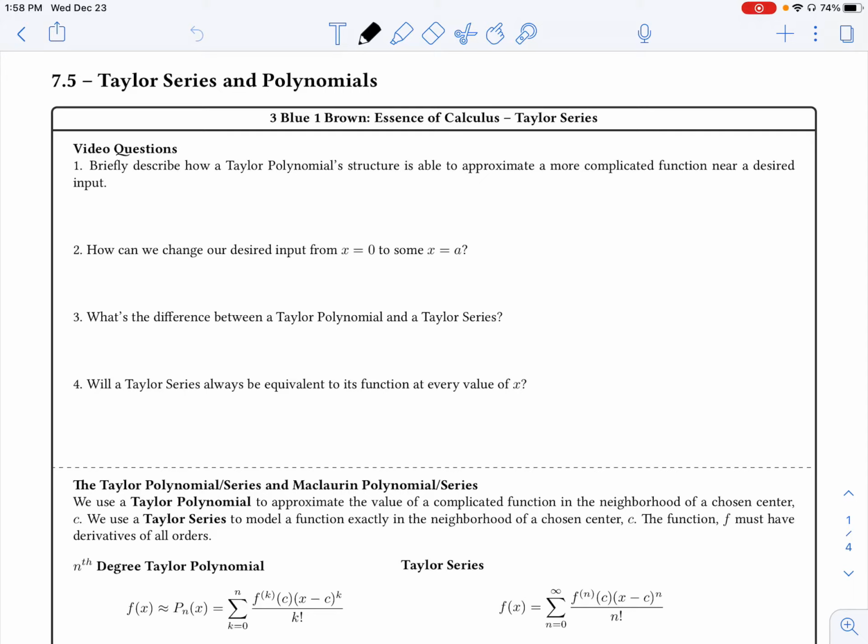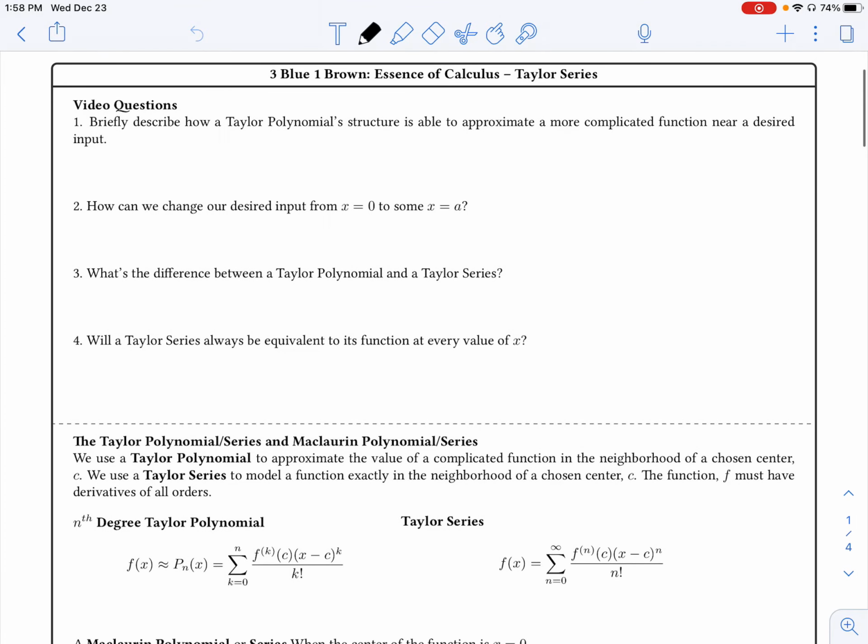I will link it in the description below because it just does such a fantastic job of breaking down the intuition for how a Taylor series is constructed and where it comes from, and how it's not just some random formula that we need to suddenly memorize, but it is something that makes complete sense and it's logical, and it quite honestly does such a powerful job in approximating the value of complicated functions in the neighborhood of a chosen center. So if you haven't watched that video, please watch that video first, really think about that. Maybe you want to watch it more than once, but definitely watch that video if you haven't already done so.